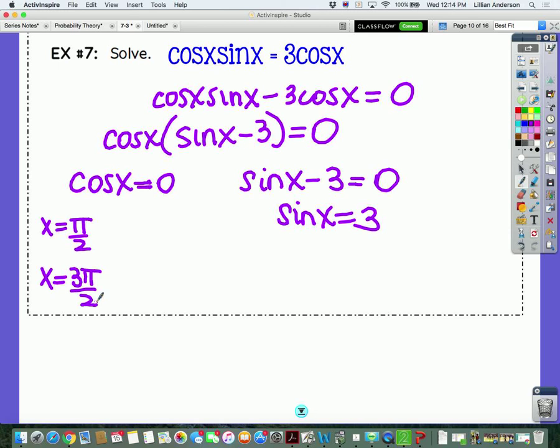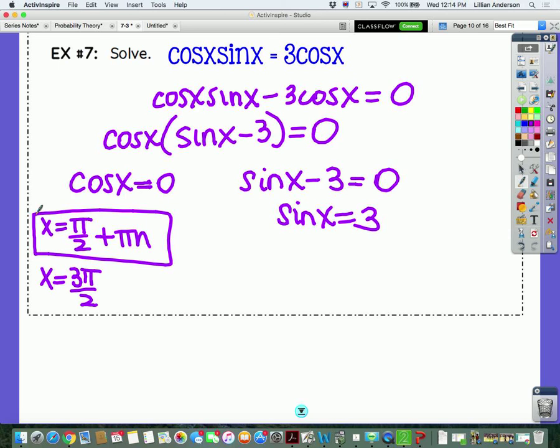If you add a pi, don't you get 3 pi over 2? So here's your multiple choice answer: pi over 2 plus n pi. Now if you said pi over 2 plus 2 n pi and 3 pi over 2 plus 2 n pi, that's fine, that will be okay, but the more simplified answer is that.